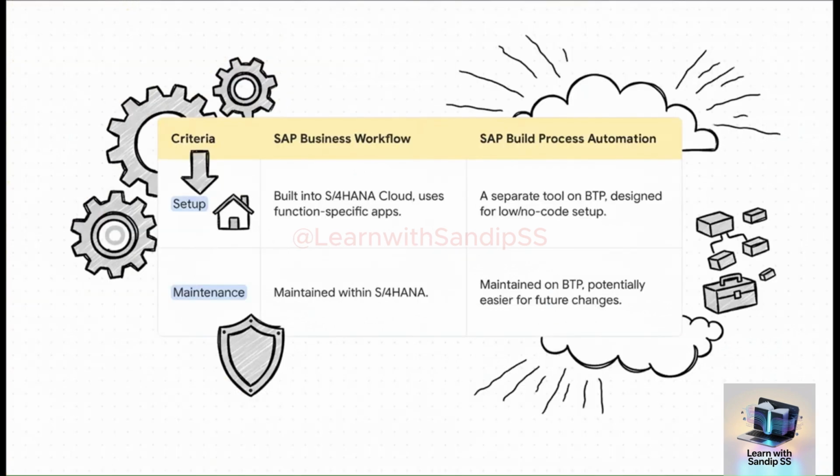Okay, this is where the rubber meets the road. With SAP Business Workflow, you get the amazing convenience of a tool that's already built in. For pretty standard stuff, the setup is really fast and straightforward. On the other hand, SAP Build Process Automation is a separate tool on BTP. It might take a bit more initial setup, but its low-code approach could save you a ton of time in the long run. And when you think about maintenance, having your workflows on BTP could make future changes and updates a whole lot easier to manage.